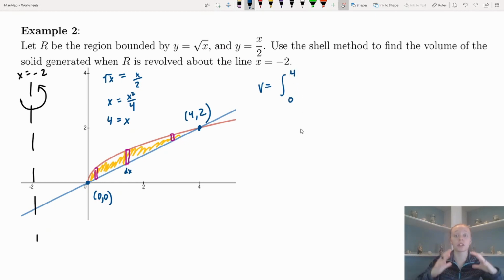Now we're going to focus on that shell circumference. So the circumference is 2 pi times r. But this r is the distance from where we're revolving. So the distance between the line we revolve around and where our rectangle is drawn, which is this distance here, or this distance here. How do we find those distances?